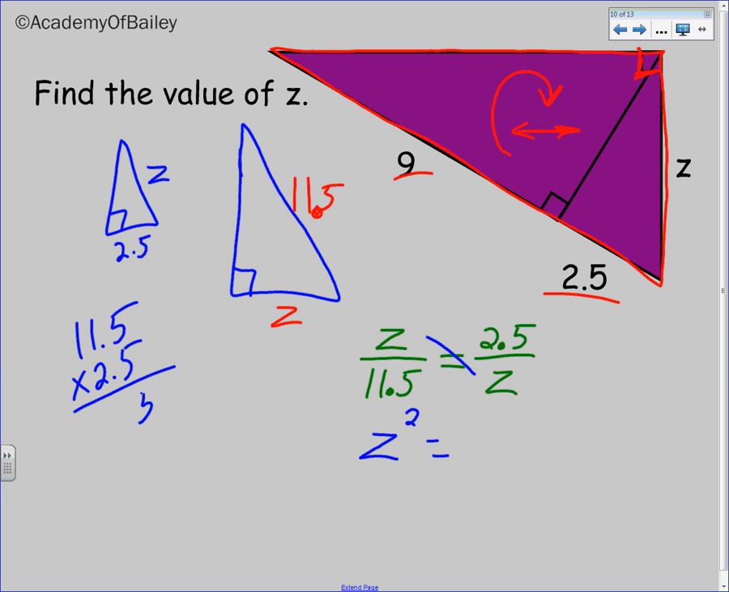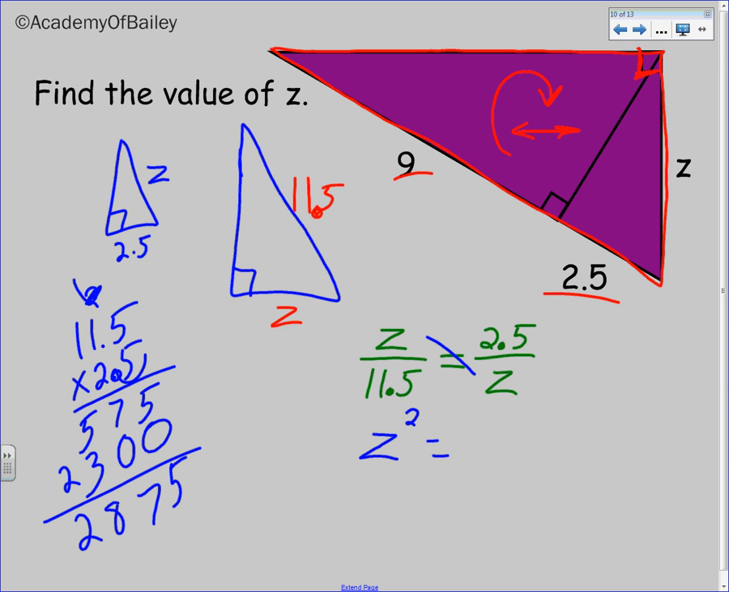5 times 5 is 25. 5 times 1 is 5. And 5 times 1. Move over a spot, so you have to add the 0. 2 times 5 is 10. Carry your 1. 2 times 1 is 2, plus the 1. And 2 times 1 is 2. There we go. Add these. We had 1, 2 decimal places.